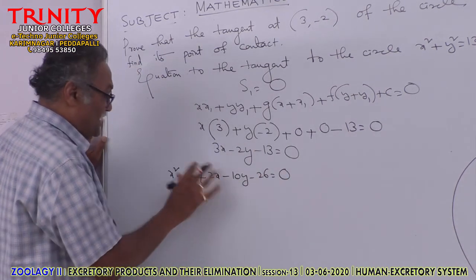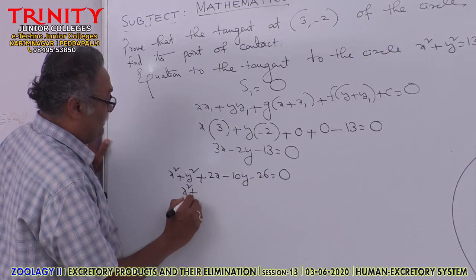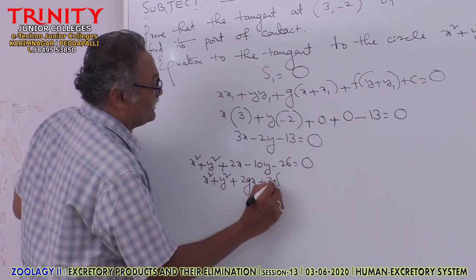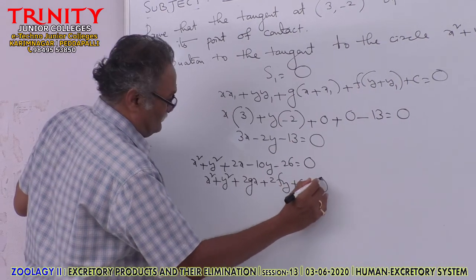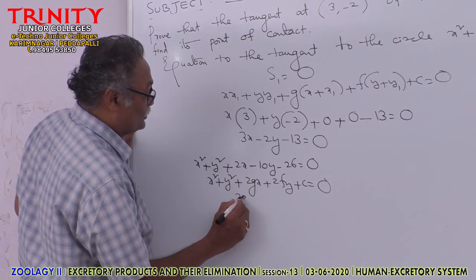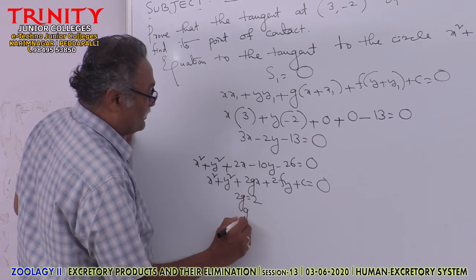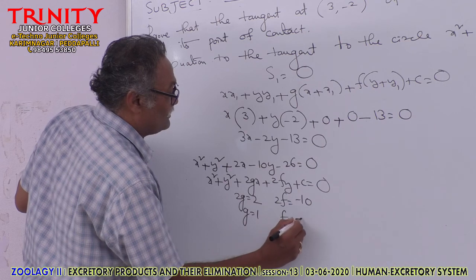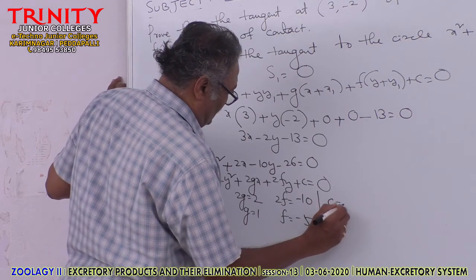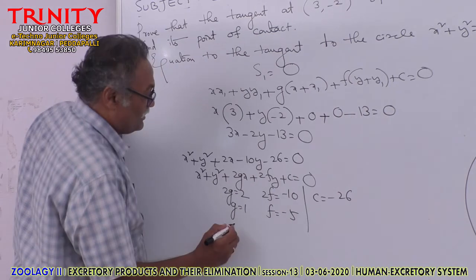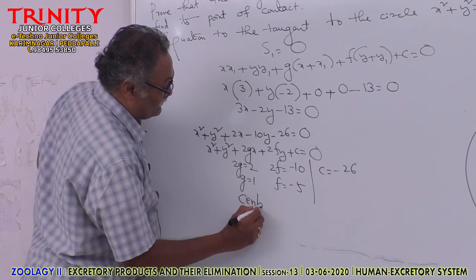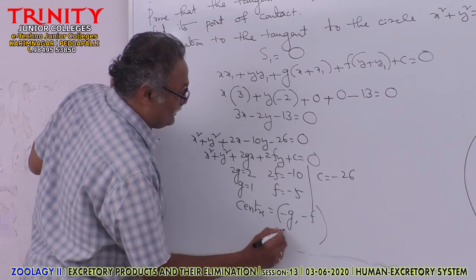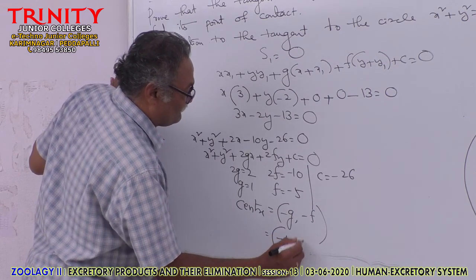Right. Comparing this equation with x square plus y square plus 2gx plus 2fy plus c is equal to 0: 2g is equal to 2, g is equal to 1; 2f is equal to minus 10, f is equal to minus 5; c is equal to minus 26. Okay. Center, that is minus g comma minus f, that is minus 1 comma 5.